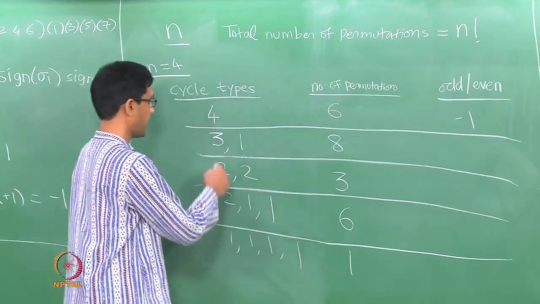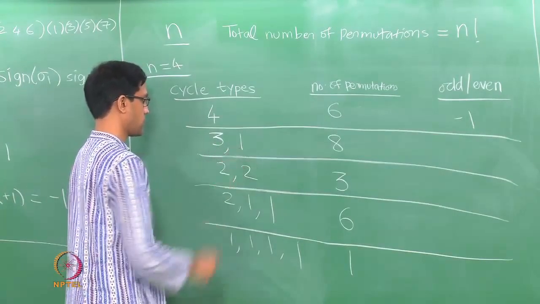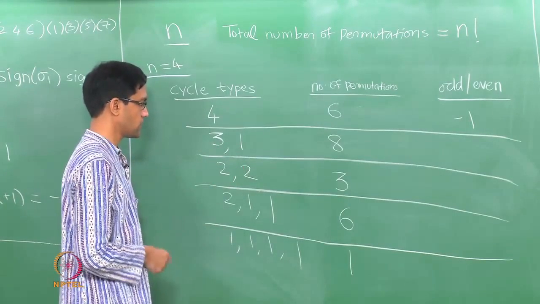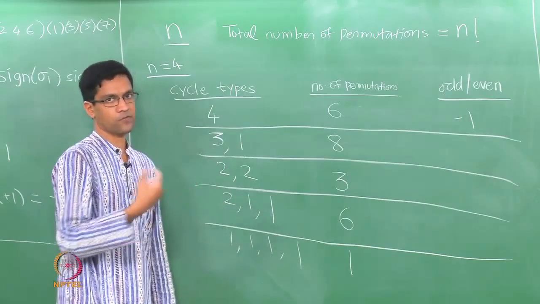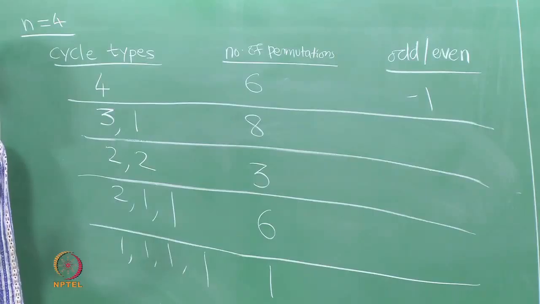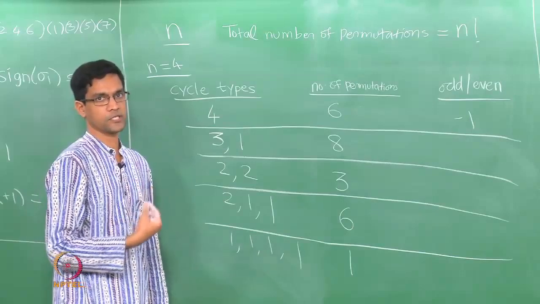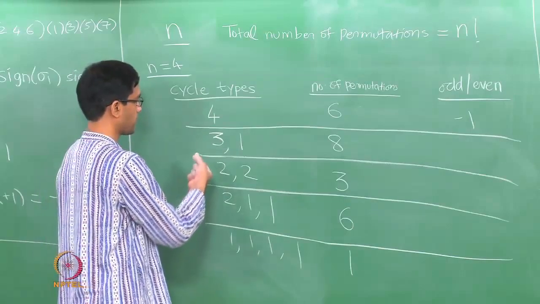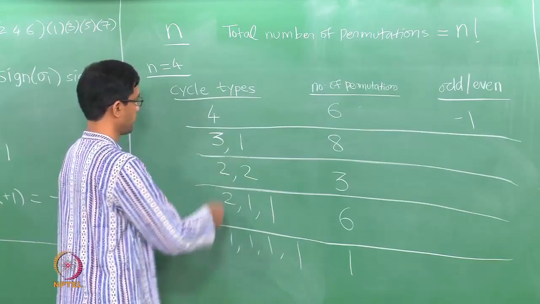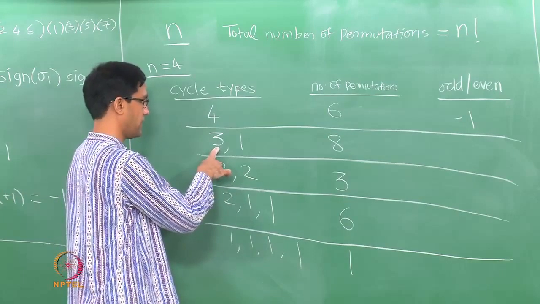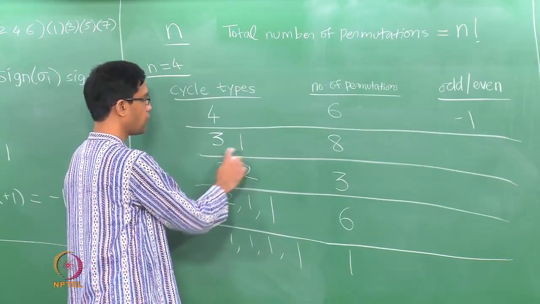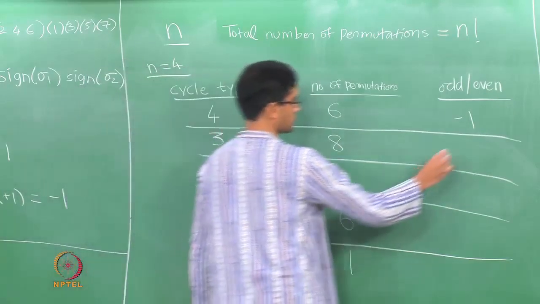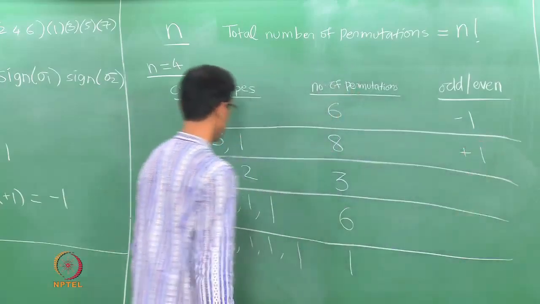Now if I have a 3 cycle together with a 1 cycle, so we again just did this, when you have a cycle decomposition, it's a product of cycles, you can think of it as a composition of permutations, and so it's just the product of the signs of each of these. So a 3 cycle would be even and a 1 cycle would be even. A product of 2 evens is again even. So this is a sign +1.